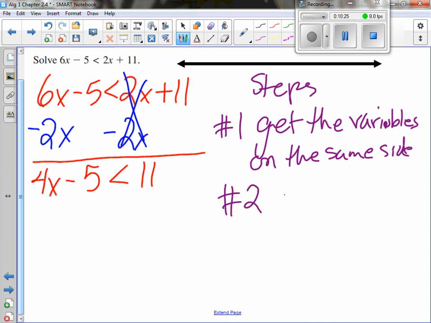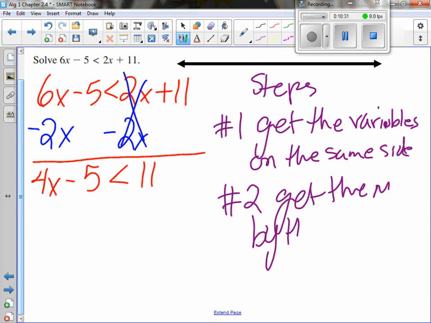Step number 2. Get them by themselves. So we got them all together. They all got grouped together. Now they want to be by themselves. They want everybody else to go away. They want those kids that are grade lower than them to get away. Stay away. Yes?